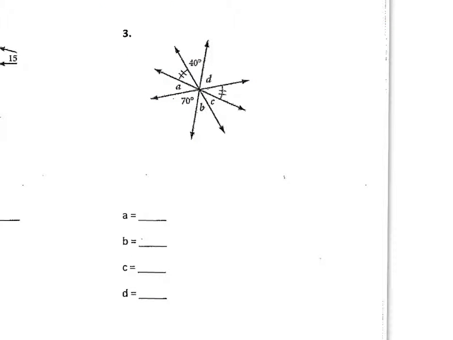All right. In this one, there's a lot going on. One thing I notice right away is this 70-degree angle is vertical to angle D. And vertical angles are congruent, so that means angle D must be 70 degrees. The next thing I notice is that this 40-degree angle is vertical to angle B. And vertical angles must be congruent, so this one must also be 40 degrees.